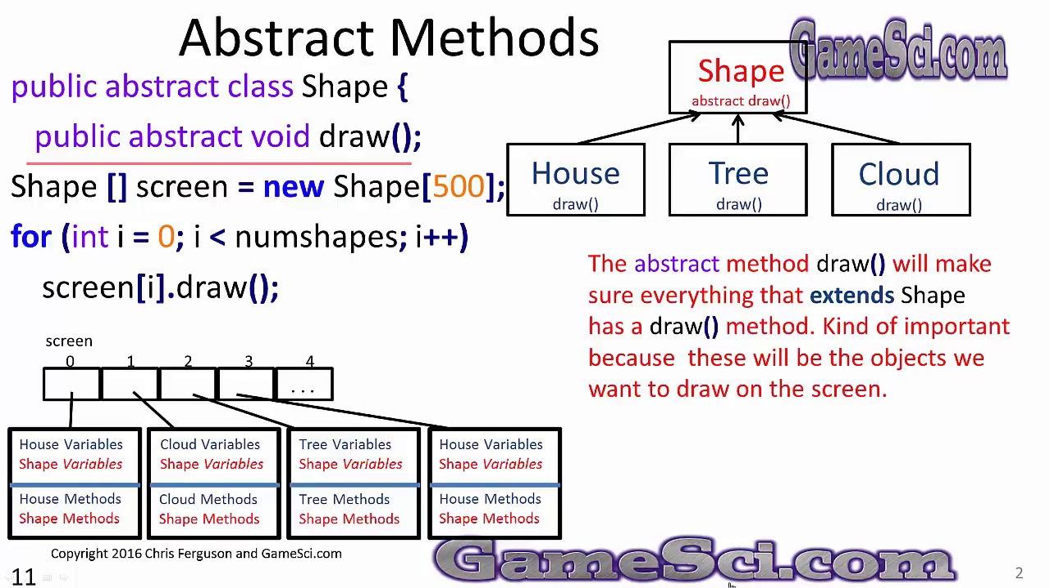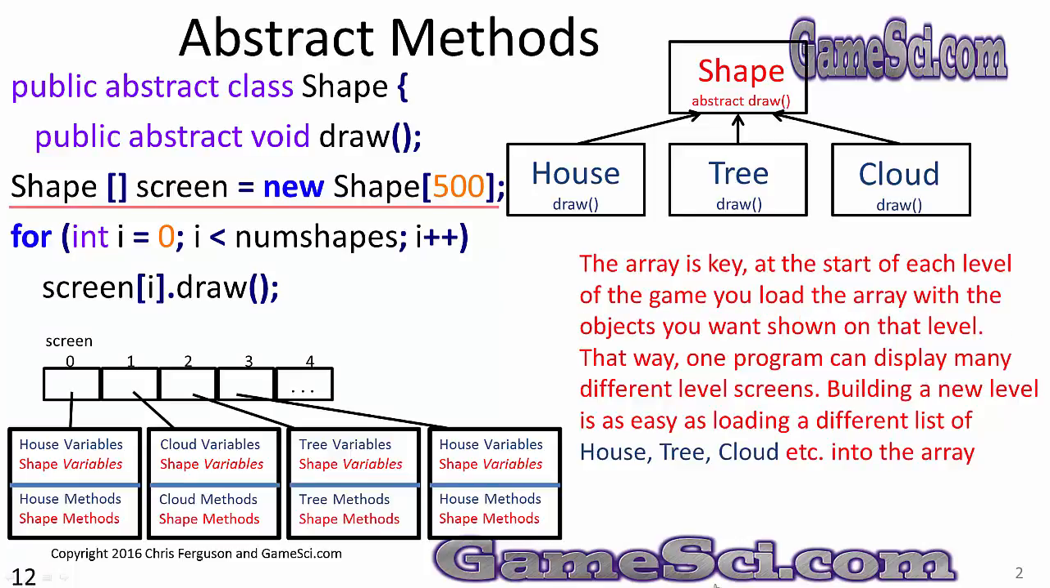The abstract method draw will make sure everyone that extends Shape has a draw method. Kind of important, because these will be the objects we want to draw on the screen. This array was declared somewhere else. This again is a little piece of code. It's not a complete program. We're going to create this Shape array screen and set it equal to new Shape[500].